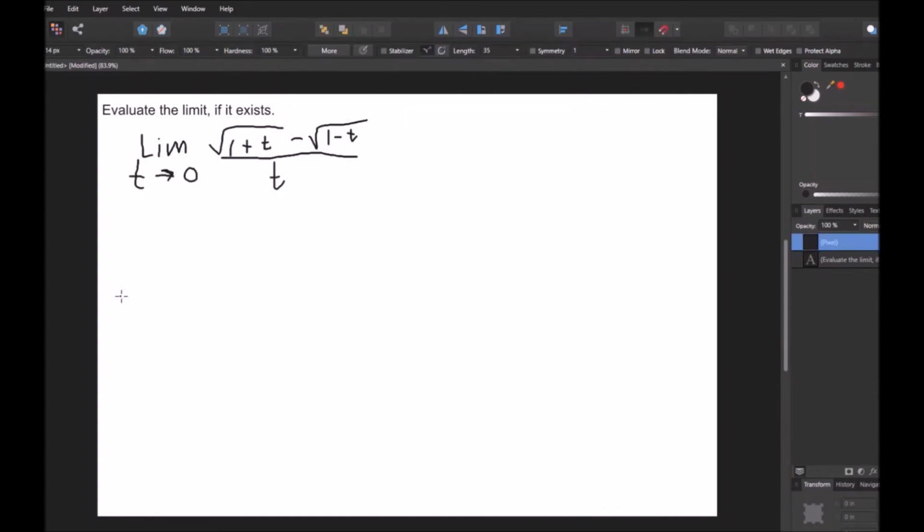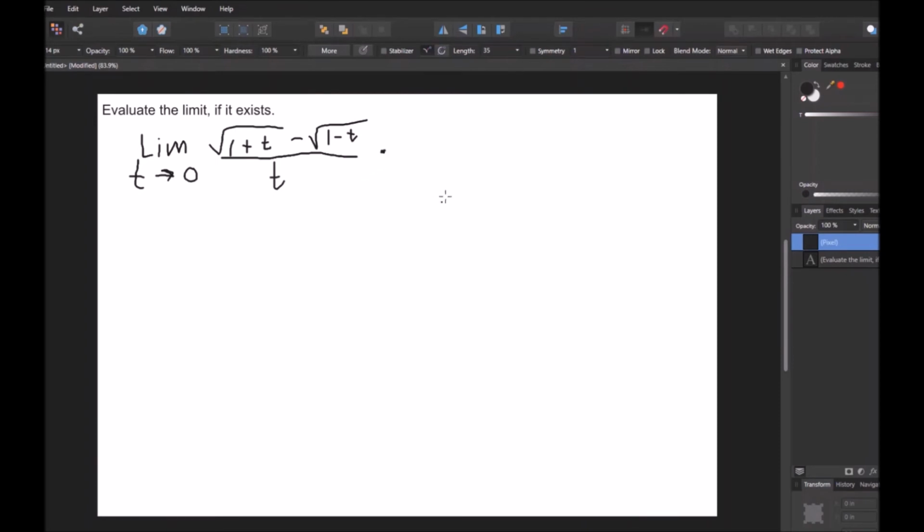Okay, so in this next problem we're asked to evaluate the limit if it exists, and the limit we're given is the limit as t approaches 0 of the square root of 1 plus t minus the square root of 1 minus t, all over t. So the first thing you're going to want to do when you see any problem like this with the square root in the numerator is multiply by the conjugate.